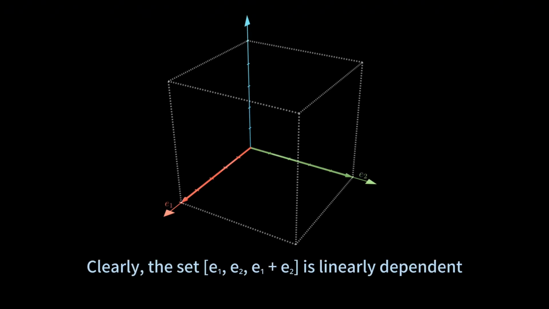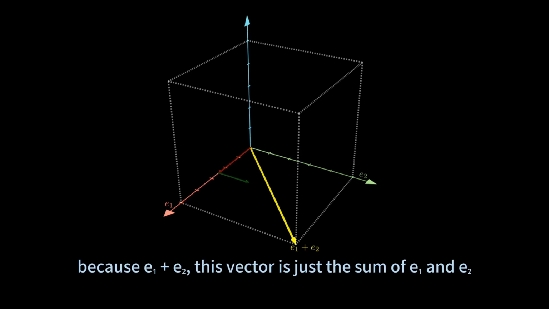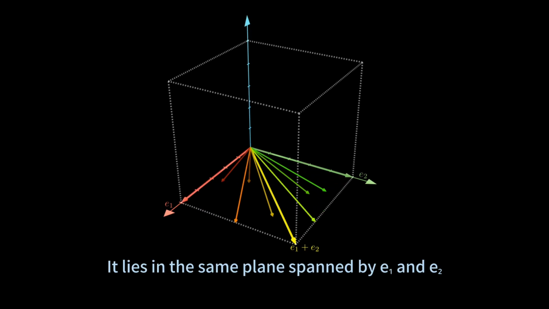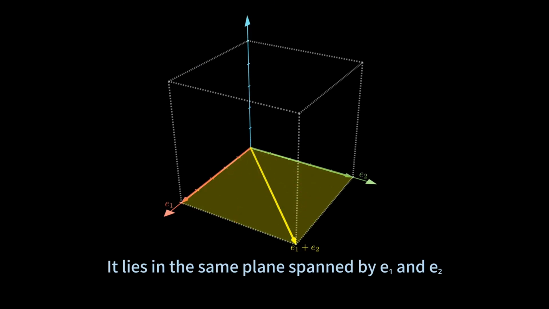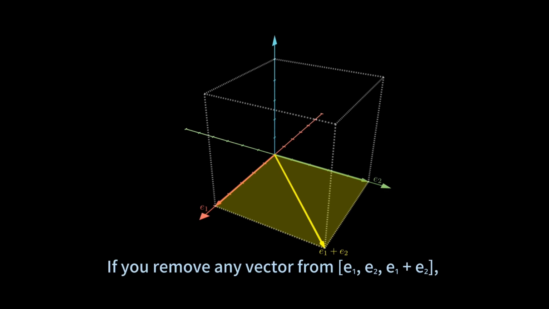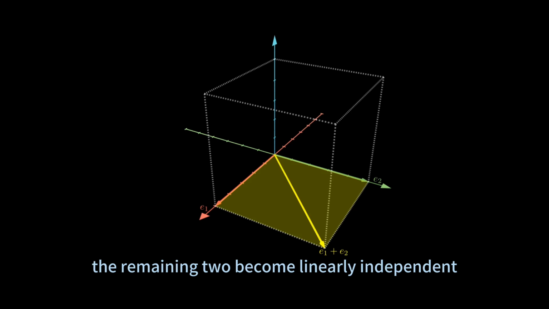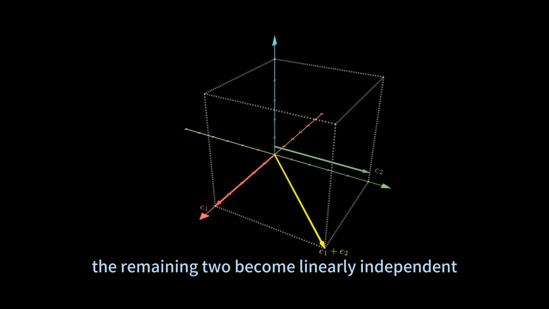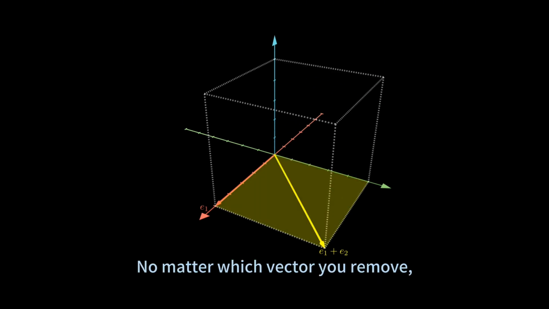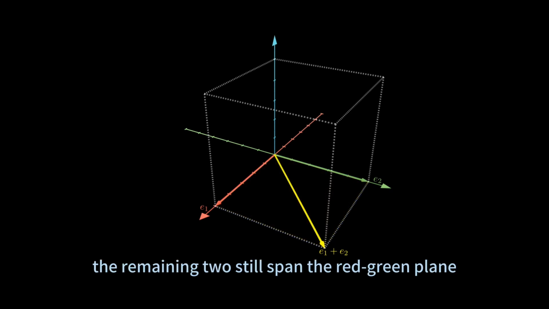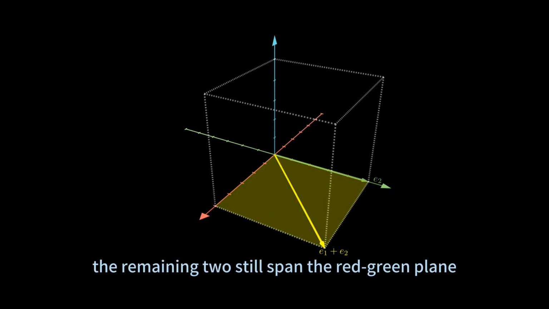Clearly, the set E1, E2, and E1 plus E2 is linearly dependent because E1 plus E2, this vector, is just the sum of E1 and E2. It lies in the same plane spanned by E1 and E2. If you remove any vector from this set, the remaining two become linearly independent. And no matter which vector you remove, the remaining two still span the red-green plane.